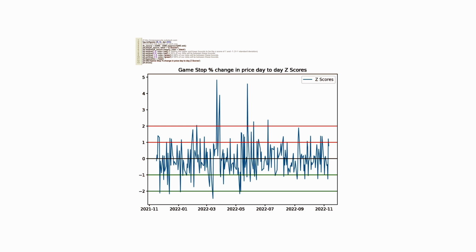This type of analysis is an essential part of algorithmic trading, allowing traders to quantitatively assess the variability and standardization of financial data, which can be crucial for making informed trading decisions.